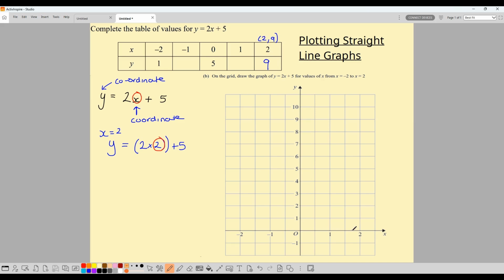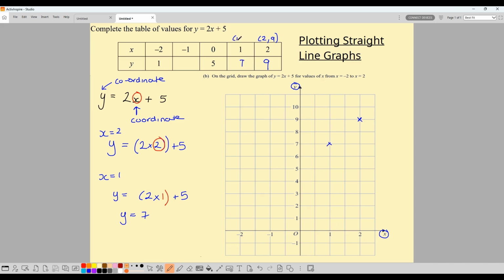And you can plot that on the graph. When x is 2, y is 9. X first, followed by the y. When x is 1, y is going to be 2 times... Now x is 1. We replace the x with 1. 2 times 1 plus 5. 2 times 1 is 2. 2 plus 5 is 7. So when x is 1, y equals 7. Another coordinate. X is 1, y is 7.